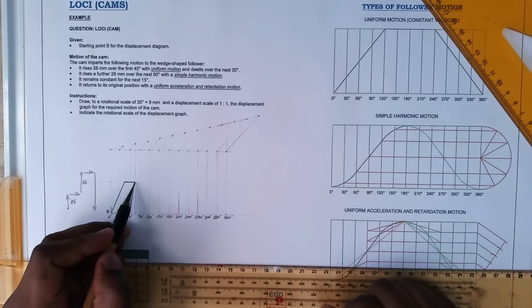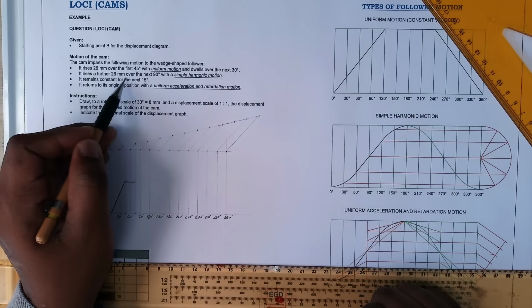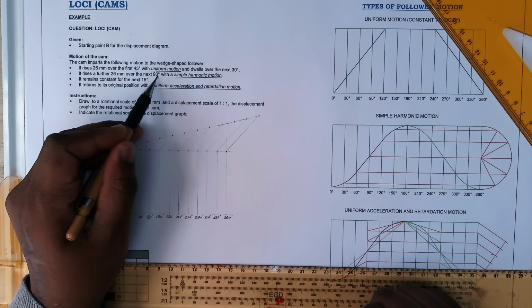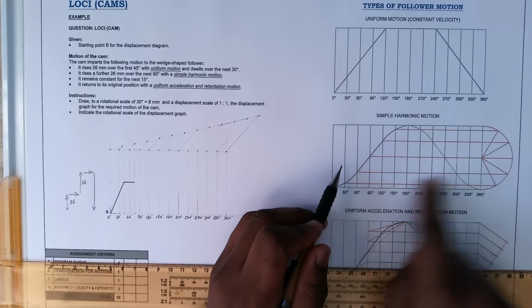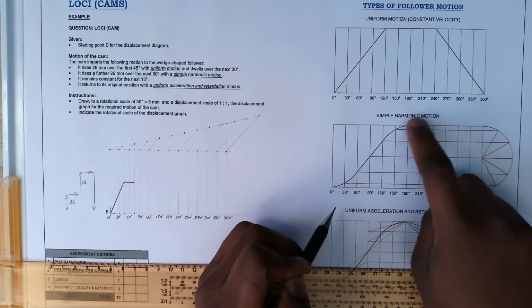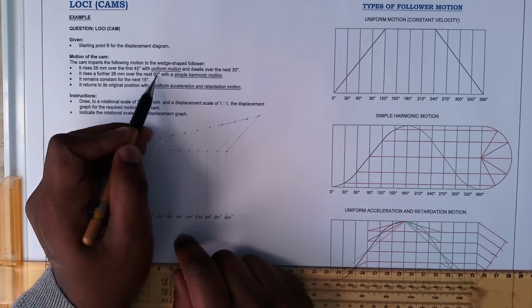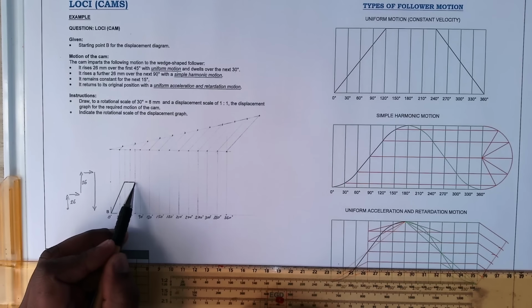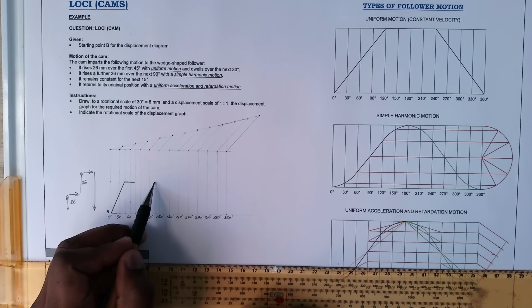Then from here it rises a further 26 millimeters over the next 90 with a simple harmonic motion. So now I'll have to do those constructions for me to get something like that. For the next 90 degrees, remember, from here to here I'll have 30, 60, 90.